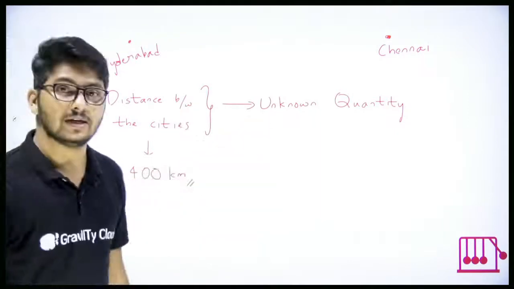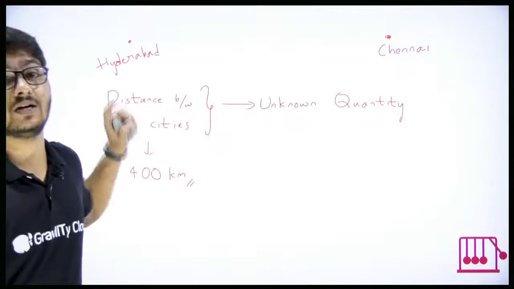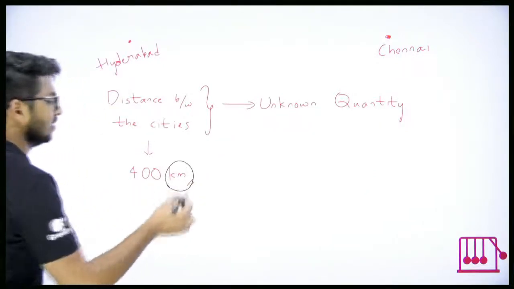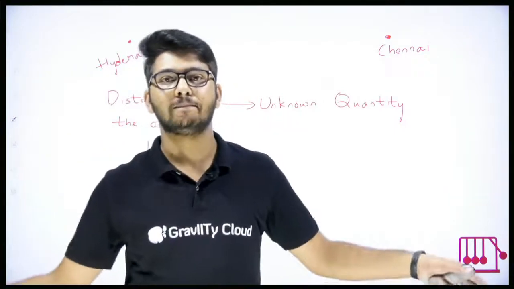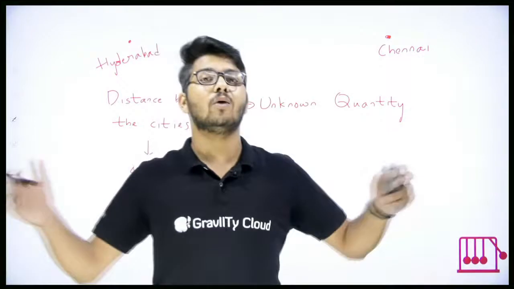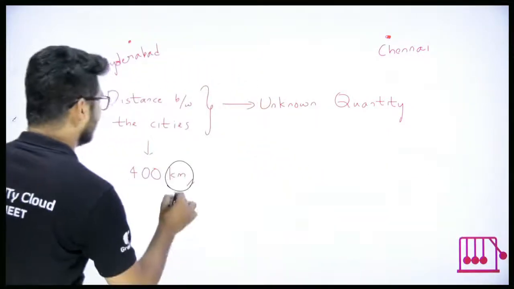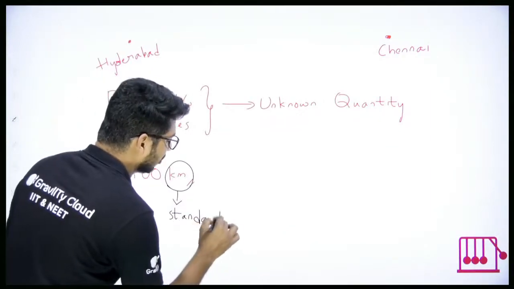Now what you are doing is, you are writing this unknown quantity, that is the distance between the two cities, in terms of kilometer. And what is a kilometer? Kilometer is a standard unit. We know what 1 kilometer is exactly. So here kilometer refers to a standard unit or a standard quantity.